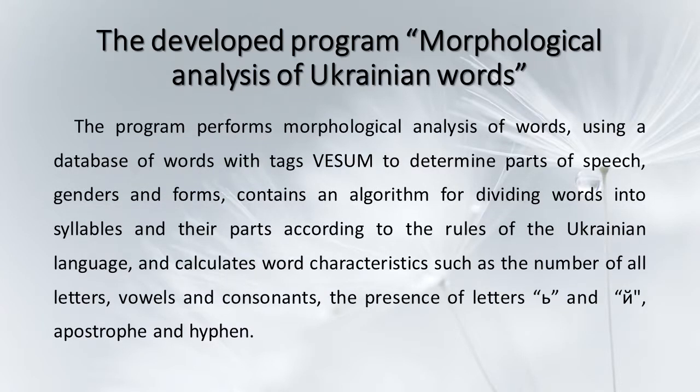The developed program is called Morphological Analysis of Ukrainian Words. The program performs morphological analysis of words using a database of words with text VESUM to determine parts of speech, genders, and forms, contains an algorithm for dividing words into syllables and their parts according to the rules of the Ukrainian language, and calculates word characteristics such as the number of all letters, vowels, and consonants, and presence of such two letters, apostrophe and hyphen.